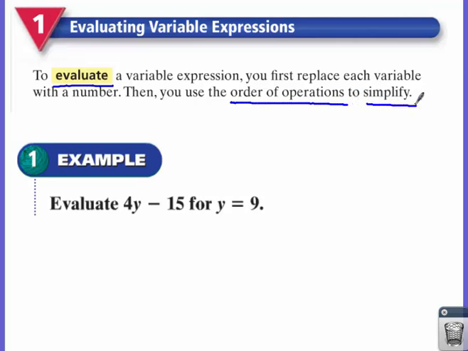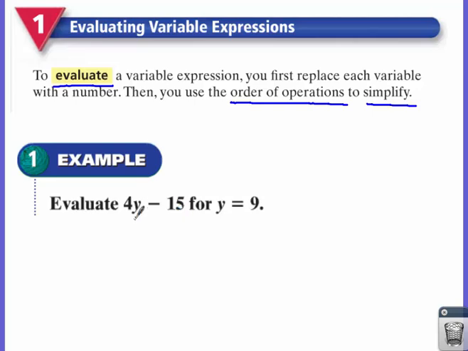So this first one says we've got 4y minus 15. So the first thing I want you to do is translate that statement. I want you to say it with operations in mind. So this one right here says 4 times whatever the value of y is, minus 15. Because if you can say it, you can evaluate it.